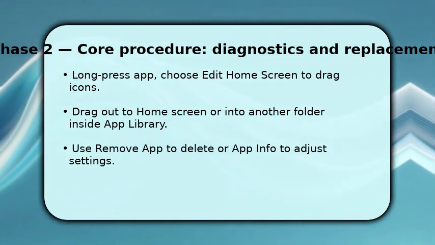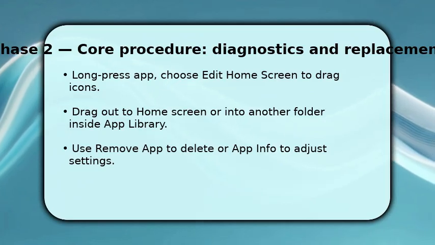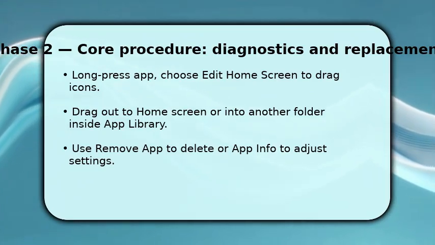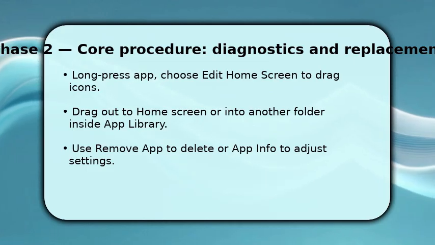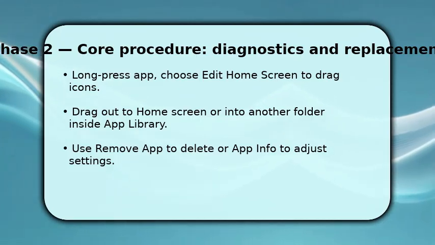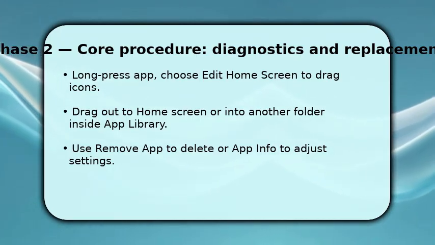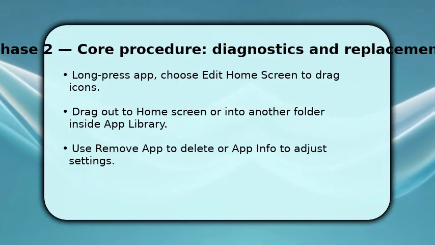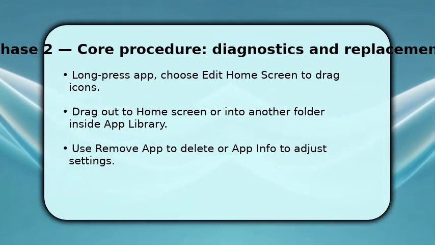If you want to remove it, tap Remove App and pick Remove from Home Screen or Delete App. Make sure which option you choose, because Delete removes it entirely. To add an app to a folder, drop it onto a category folder and then open that folder to fine-tune placement. Finally, exit edit mode by tapping Done or pressing the Home gesture.